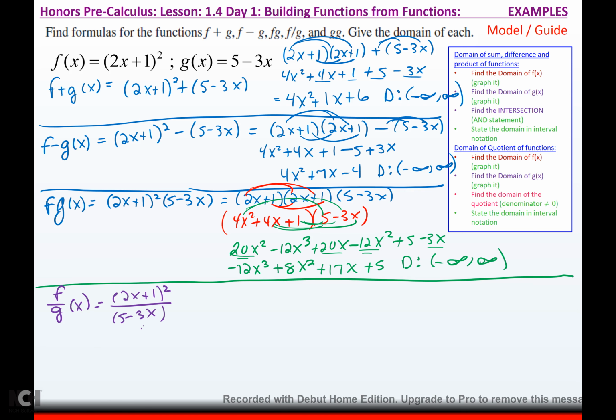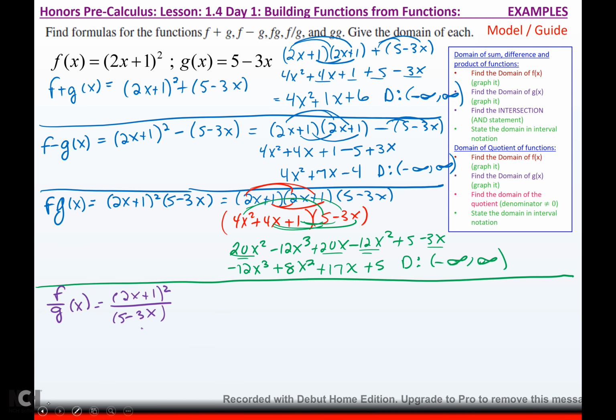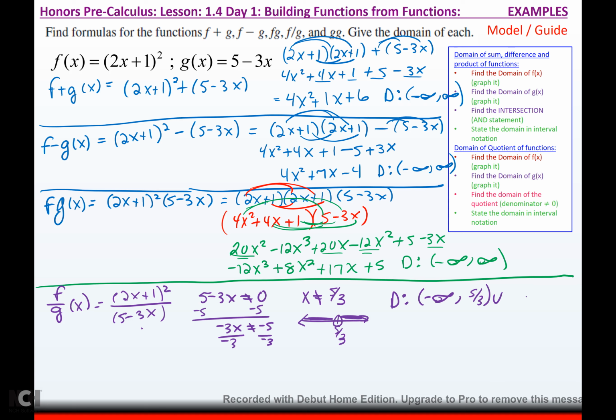But now we've got a no-no because we've got a denominator with x in it. So I have to say, Mr. Denominator, you may never equal 0. So minus 5, negative 3x may never equal negative 5. Divide by negative 3. X may never equal positive 5/3. So at 5/3, there's going to be a gap, but I can use everything else. So my domain is negative infinity to 5/3 union 5/3 to infinity.